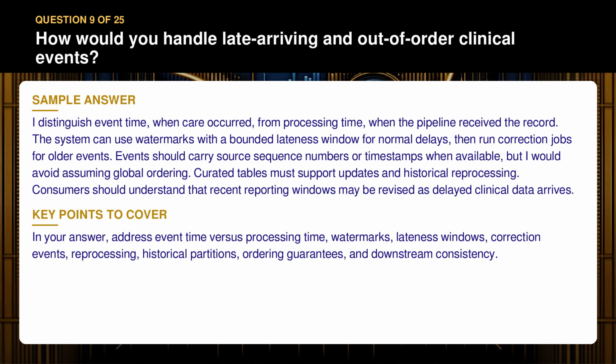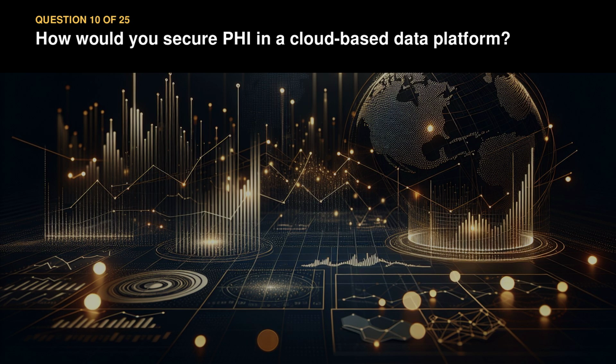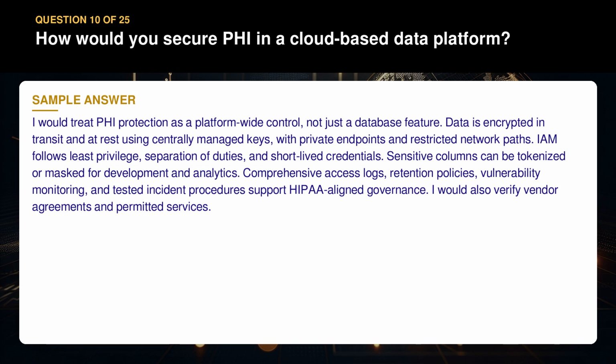Question 10. How would you secure FHIR in a cloud-based data platform? I would treat FHIR protection as a platform-wide control, not just a database feature. Data is encrypted in transit and at rest using centrally managed keys, with private endpoints and restricted network paths. IAM follows least privilege, separation of duties, and short-lived credentials.